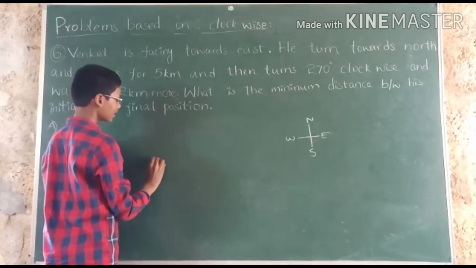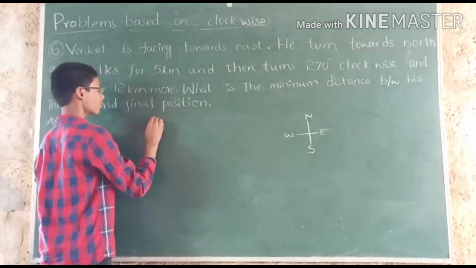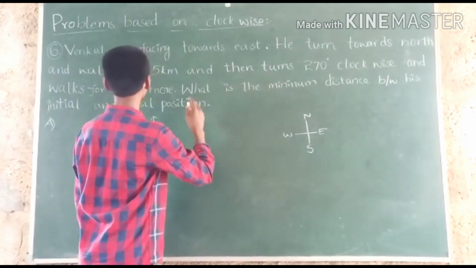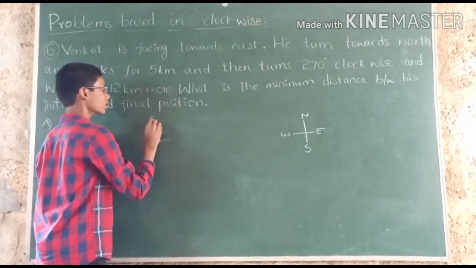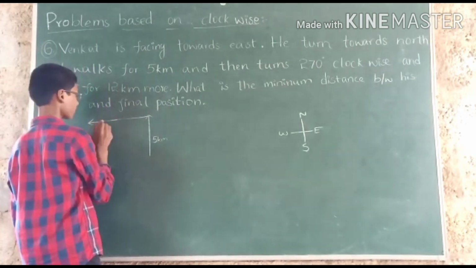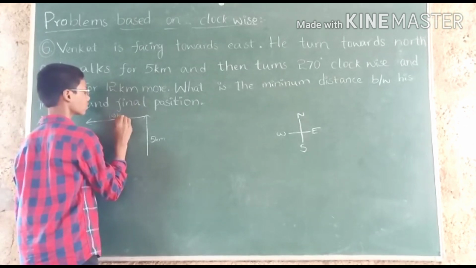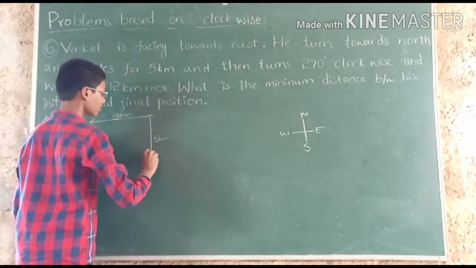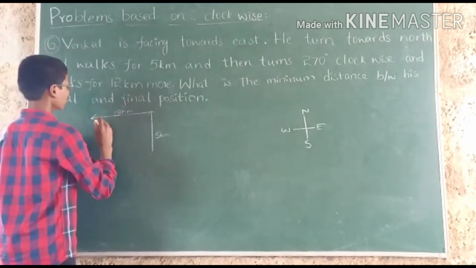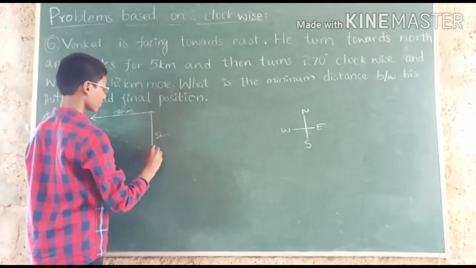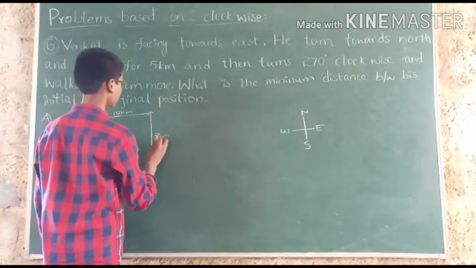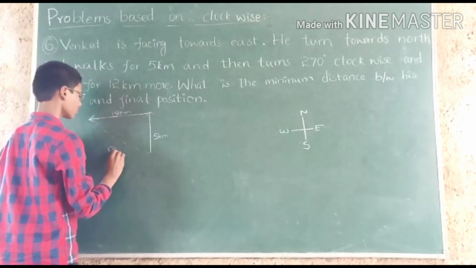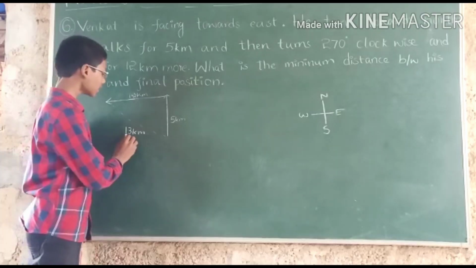First, Venkat is facing east and turns to north and walks for 5 kilometers. And then he turns 270 degrees clockwise and walks for 12 kilometers. What is the minimum distance between his initial and final position? This is the initial point, this is the final point. The minimum distance is the difference of initial and final position. By using Pythagoras theorem, we can find this one. Finally, 13 kilometers is the answer.